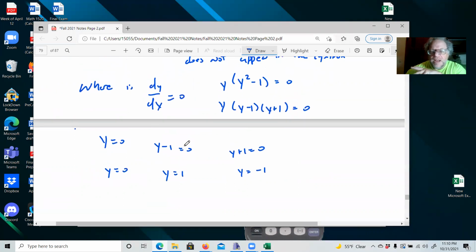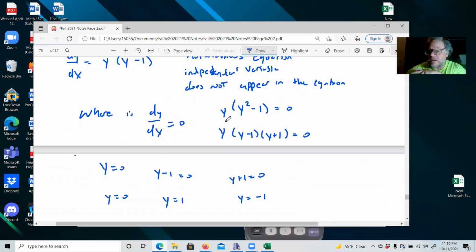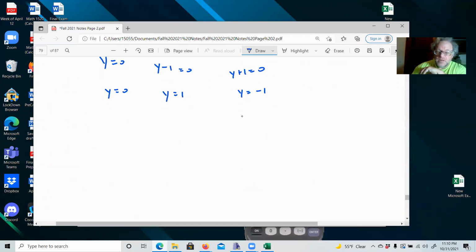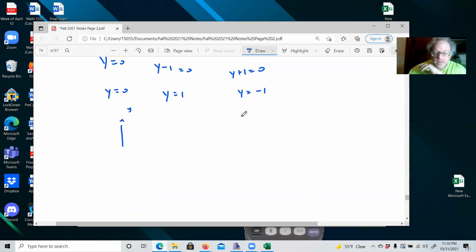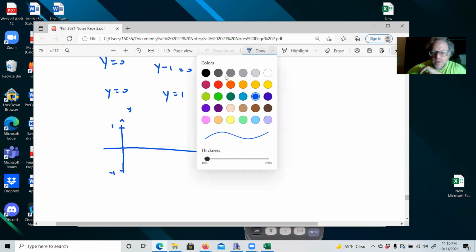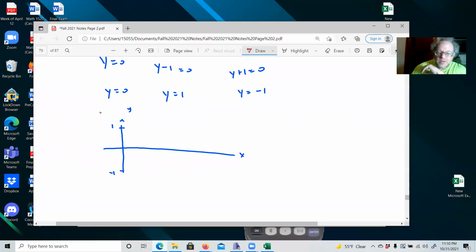Okay, we have to graph this. This is a cubic, right? y times y squared is a cubic. Well, hold on, let's not graph it just yet. Let's graph something else. So this is our x, this is our y. Where dy by dx is equal to 0, the slope is now 0. That's a 1, that's a negative 1. So these are the points where our slope is equal to 0.